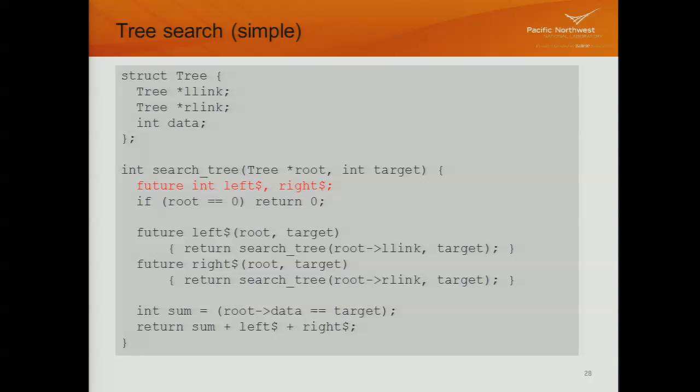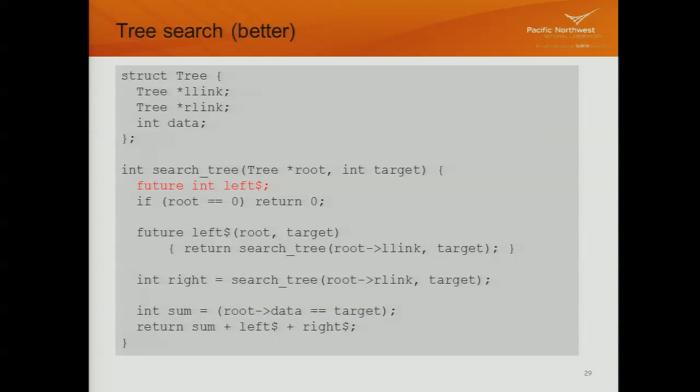So the value of this search tree will be returned in left. The value of this search tree will be returned in right. When those two calls return, then I set sum equal to whether or not the root node is equal to target, and then I simply add in left and right, and I'm done. So I wrote a simple recursive program, and this thing will create parallelism as it recurses.